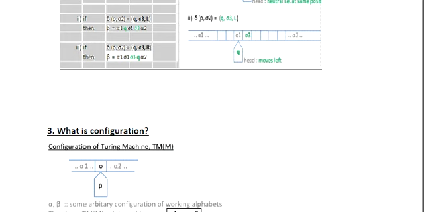The same will happen for the right movement also. See, the new beta is alpha 1, sigma 1, sigma 3 and q, and then alpha 2 will be the new beta.